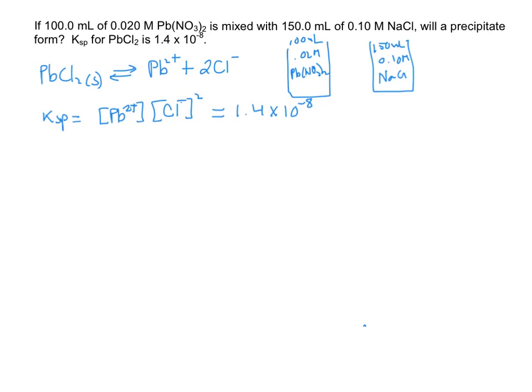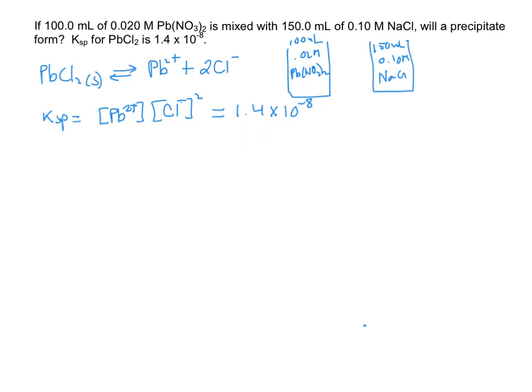Okay, so then how does this help me? When I mix these two together, I can figure out what the concentration of Pb2+ is and the concentration of Cl- is, and I can calculate the concentration right now, which would be Q. And I can compare that to this number, so I can compare Q to K, because this is when it's going to start precipitating.